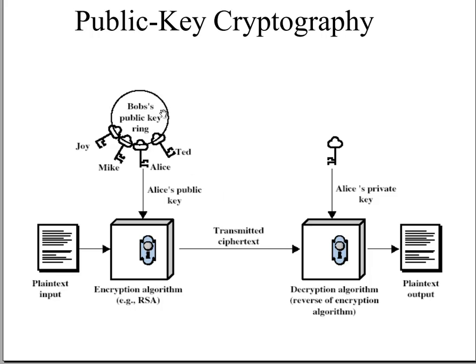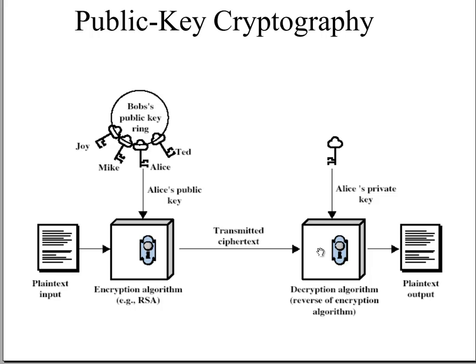Notice here that we have something called a public key ring. In this instance, it's Bob's public key ring. Notice that this public key ring has numerous public keys from recipients that Bob may be interested in sending an encrypted message to. We have Joy's, Mike's, Alice's, and Ted's public keys. In this instance, Bob wants to send an encrypted message to Alice. So Bob uses Alice's public key along with an encryption algorithm, in this instance the RSA encryption algorithm, to encrypt a plain text input, which results in ciphertext.